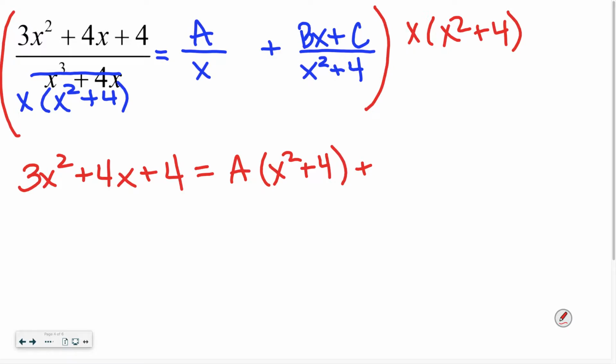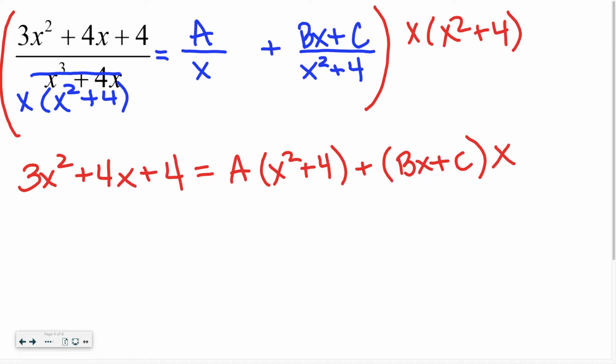Please be careful. Everyone look up here before you write it down. When we take our LCD and multiply it to this fraction, the quadratics cancel, which means the quantity of bx plus c, notice how I'm putting it in parentheses, is being multiplied to x. If you don't get those parentheses in, it's going to mess up everything else you do from here on out. So when you have that linear numerator and you're doing this step, make sure it gets in parentheses so you can properly do the multiplication.